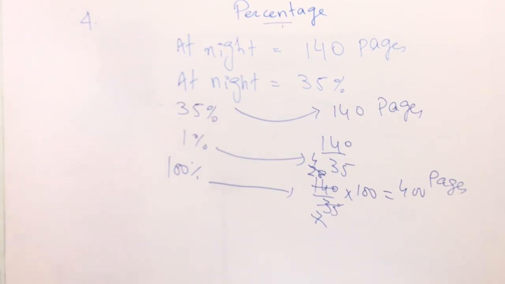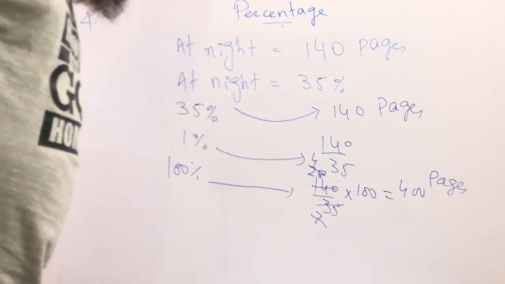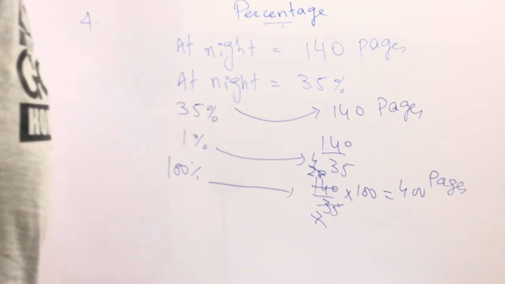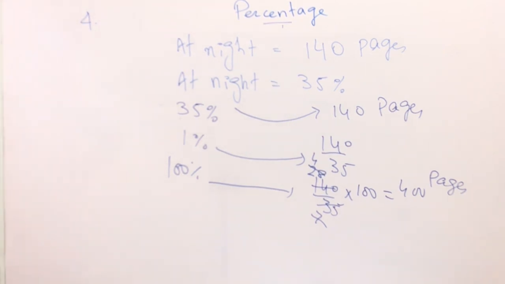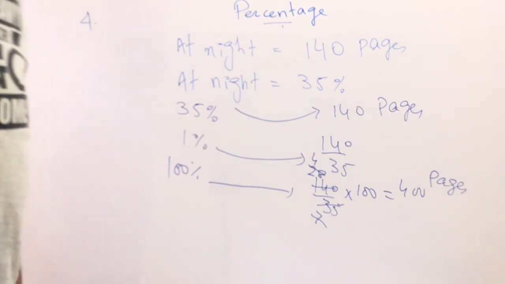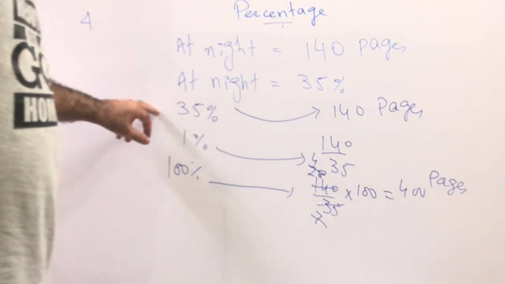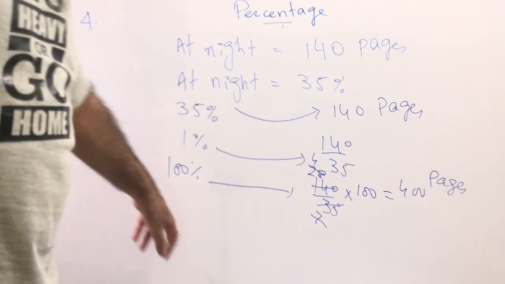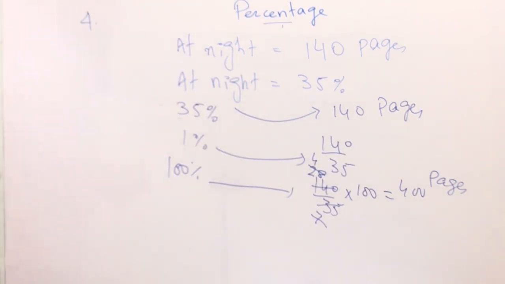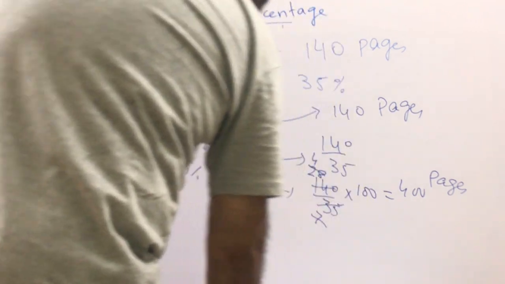So I'll recap this question. The question says Mealing read 14% of a book in the morning, another 35% of the same book at night. She read 140 pages at night. Find the total number of pages in the book. I told you to just focus on the pages she read at night, because 140 pages read at night represent 35%. So we have the clue that 35% is equal to 140. We calculate 1%, 140 divided by 35. Then to get 100%, multiply by 100. This way we get the answer 400. So this is the answer for question number 4.